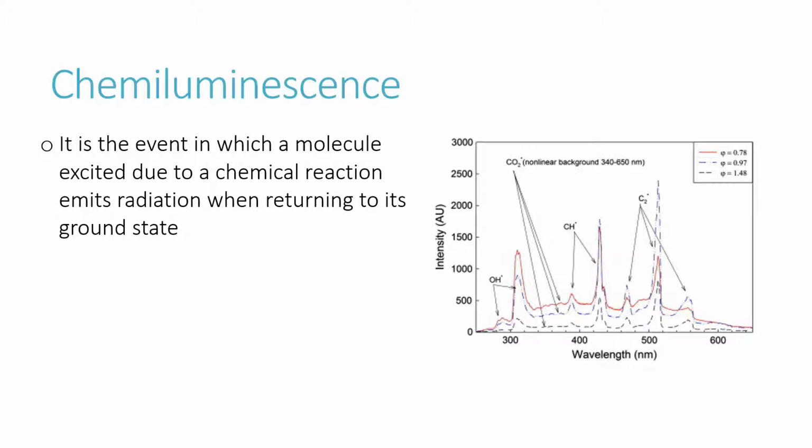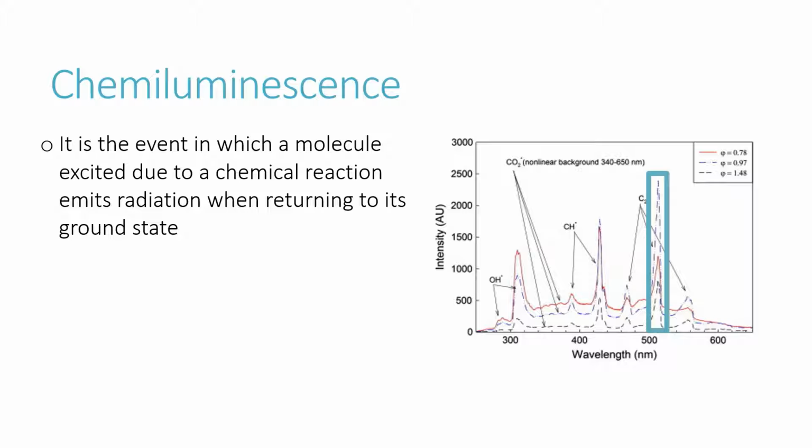So what is chemiluminescence? It is the event in which a molecule excited due to a chemical reaction emits radiation while returning to its ground state. Here to the right, you can see a figure which shows the chemiluminescence spectrum for a methane flame. So for this project, we're going to focus on the C2 radical, which can be shown here. This is the part of the spectrum that we would like to capture.